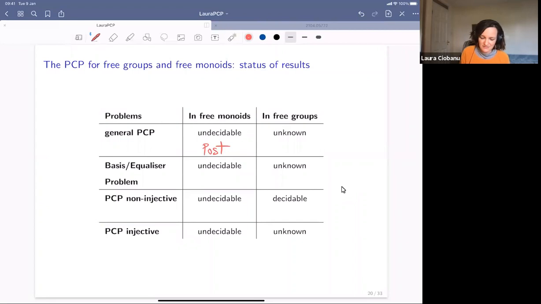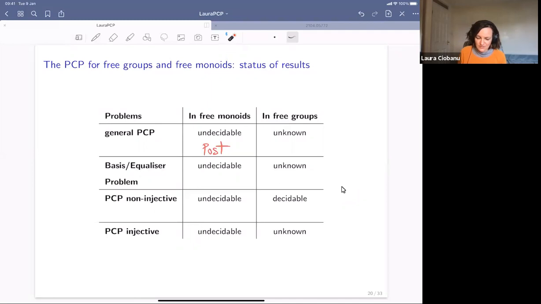The basis problem, so finding a basis, doesn't work quite as well in free semigroups. Sometimes it's more natural to give the equalizer in terms of an automaton or some other way, and it turns out that is undecidable. I don't have the names here, but this has been done. In the free groups, we can call it the equalizer problem. Again, we don't know how to compute a basis.